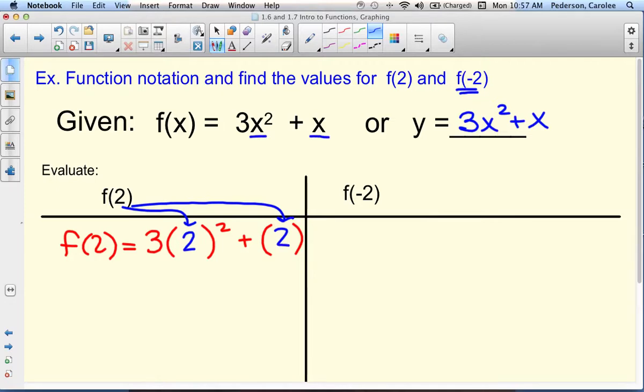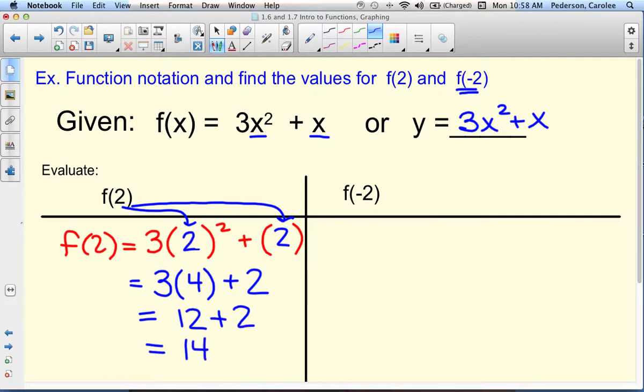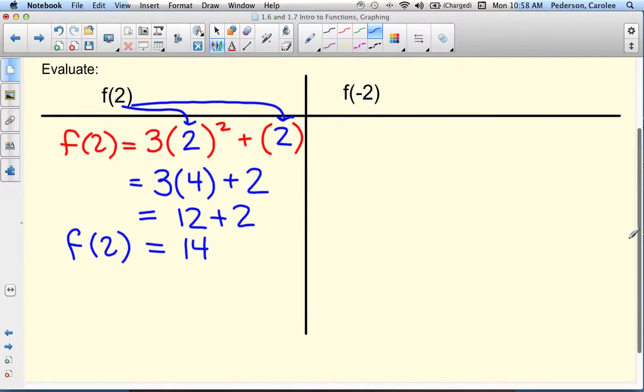And now we do our order of operations. We do our exponents first. So 2 times 2 is 4. And now 3 times 4 is 12. 12 plus 2 is 14. So f of 2 is 14. That would be an ordered pair on our graph. So as an ordered pair, it would be (2, 14).